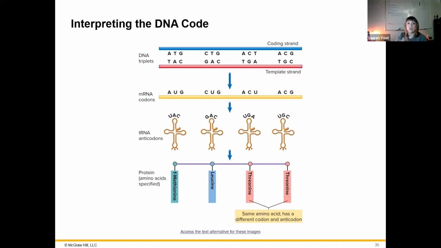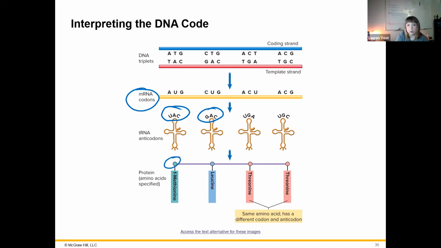So we have the DNA triplets, and we have the coding strand and the template strand. We make a copy of the template strand that happens to read the same thing as the coding strand for our mRNA. So here's our mRNA. Those now are not triplets. Those are now codons. The codons will match up with their appropriate match for their tRNA anticodon. And then those are associated with a specific amino acid. And we'll link those together.